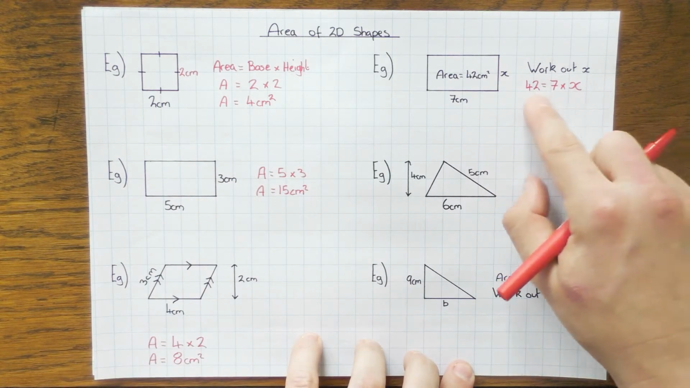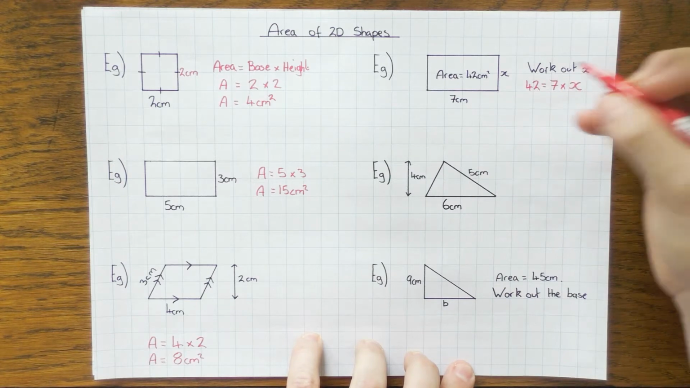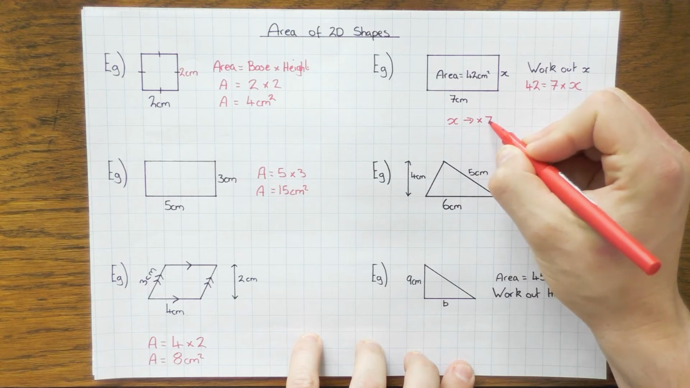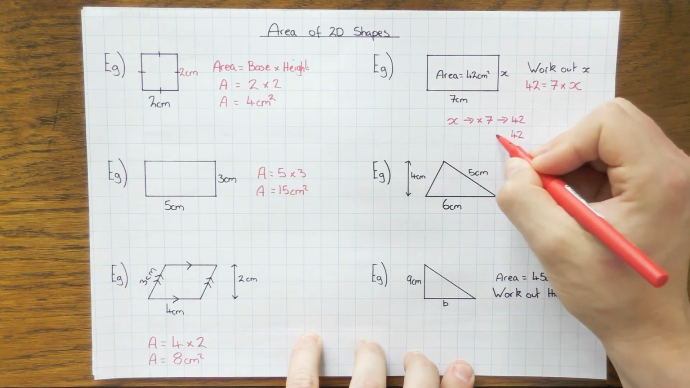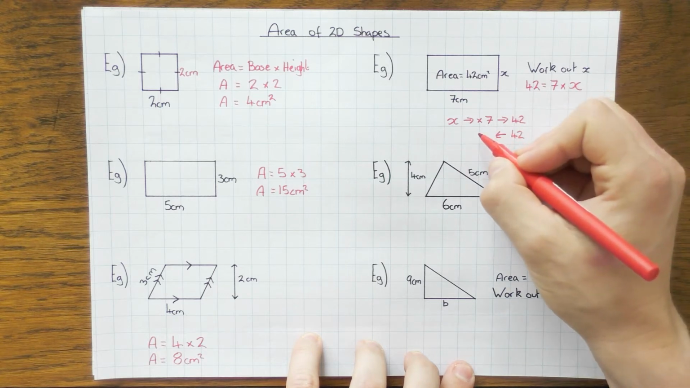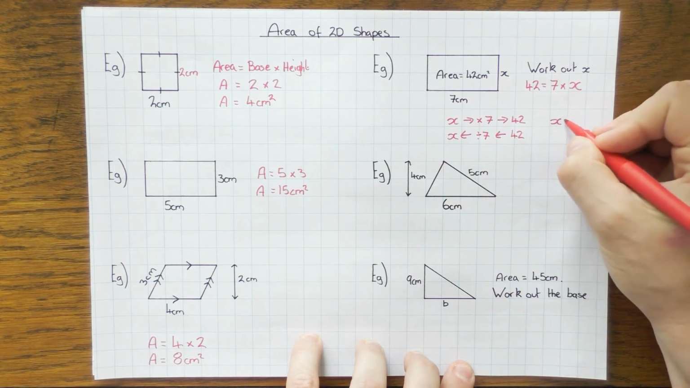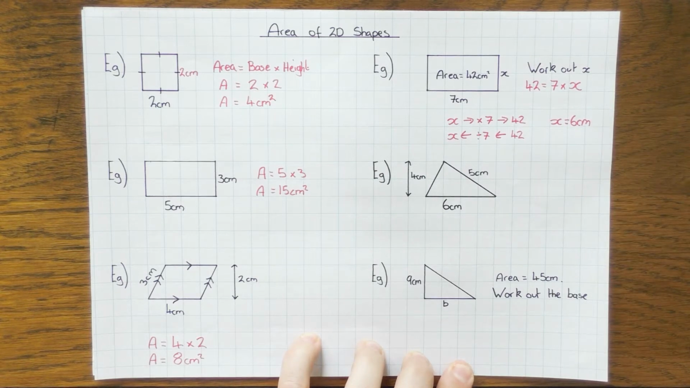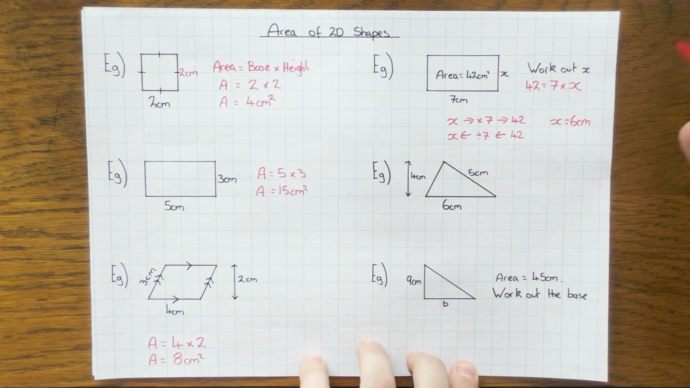Now you might be able to work that out straight away if you're pretty good at your times tables, but failing that, or if it's more tricky, use the flowchart. So I start off with x, what do I do to it? I times it by 7. What do I get? I get 42, so go backwards, 42. Remember, when you go backwards, we do the opposite. So instead of timesing by 7, we'll divide by 7, and we get back to x. And of course, that will mean that x is 6 centimeters. Okay, so just check it. 7 times 6, 42. Yep, happy days, that works.